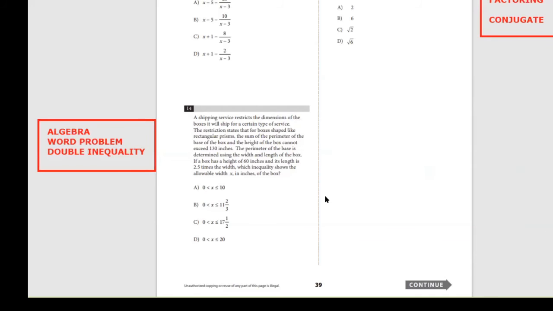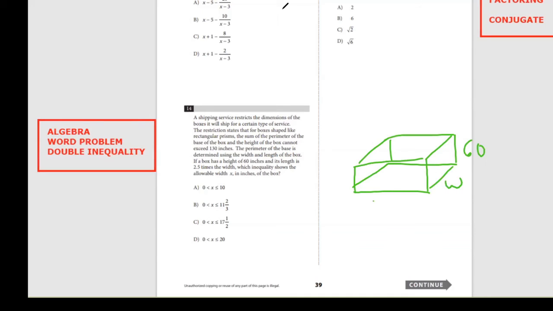A shipping service restricts the dimensions of the boxes it will ship for a certain type of service. The restriction states that for boxes shaped like rectangular prisms, the sum of the perimeter of the base of the box and the height of the box cannot exceed 130 inches. The perimeter of the base is determined using the width and length of the box. If a box has a height of 60 inches and its length is 2.5 times the width, which inequality shows the allowable width x in inches of the box?